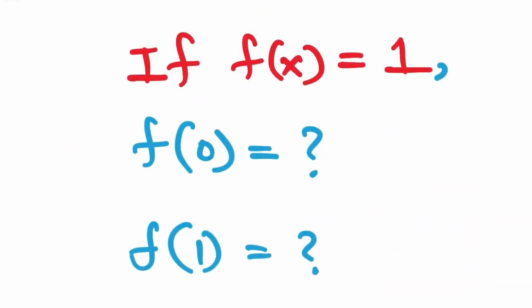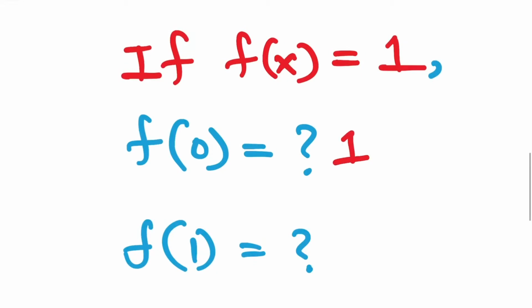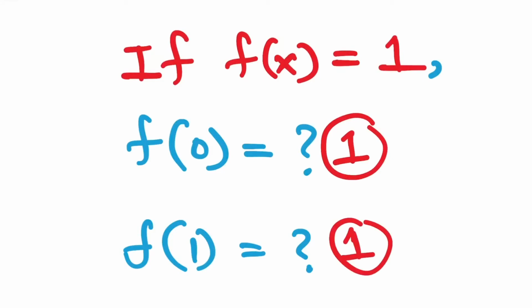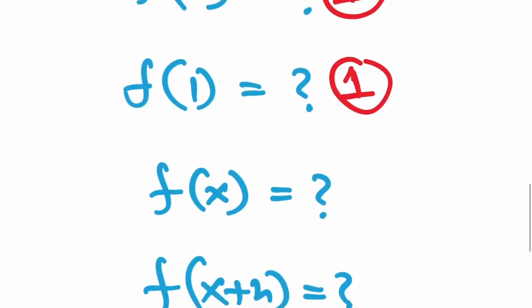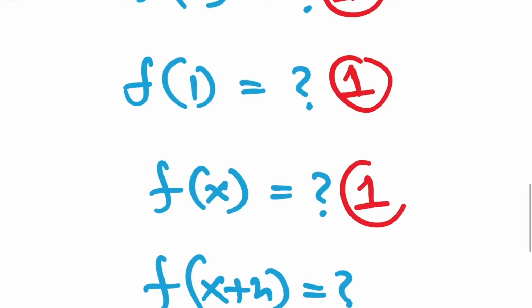f of x is equal to 1. What is f of 0? Well, f of 0 is going to be 1. What is f of 1? f of 1 is also going to be 1. What is f of x? f of x will also be 1.